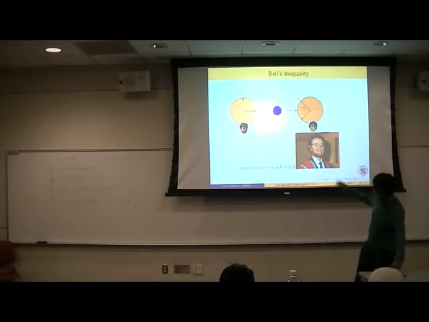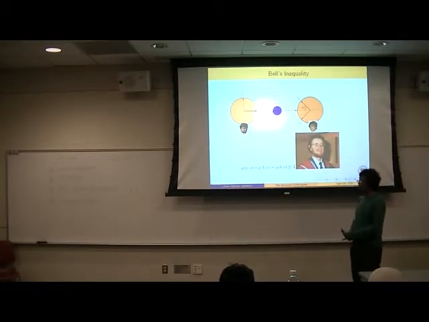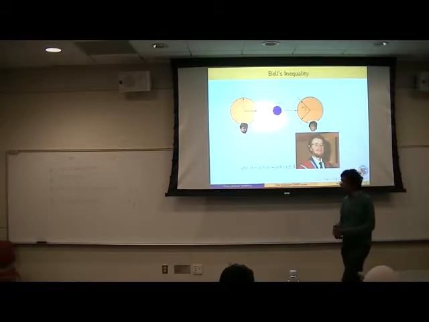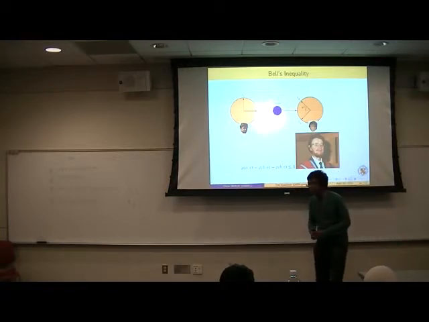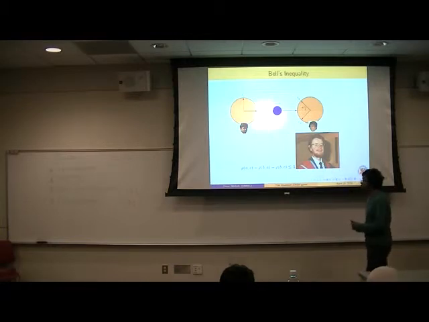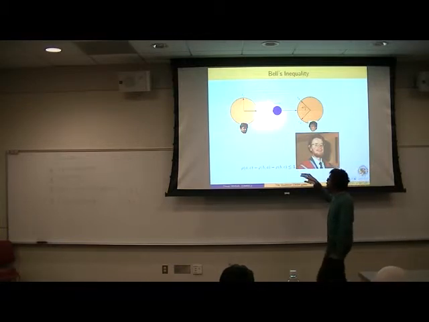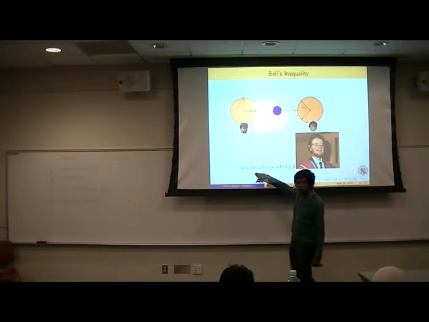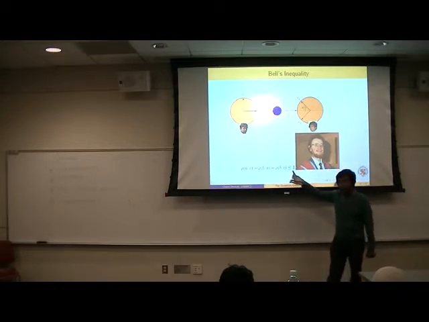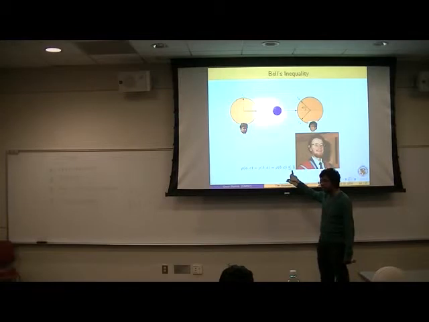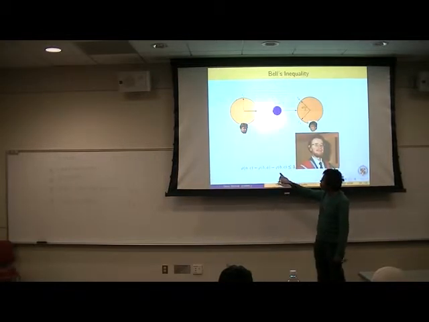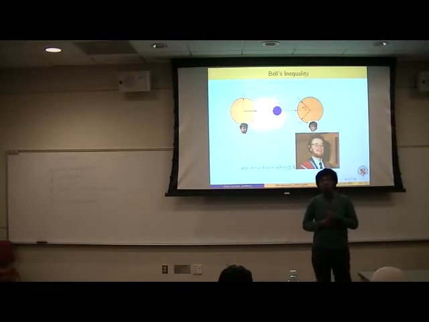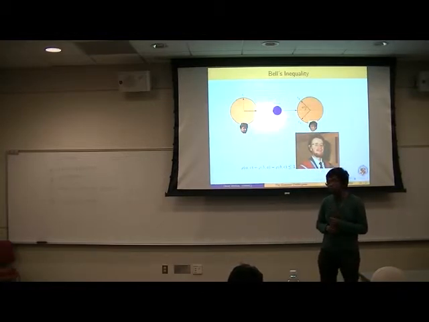That was his idea. He never did it in the lab, but he proposed a realizable experiment, and if someone follows his instructions, they will be able to test this inequality. If it is greater than 1, they could decide that quantum mechanics is correct. If it is never greater than or equal to 1, someone could decide that quantum mechanics might not be the best idea to explain the real world.